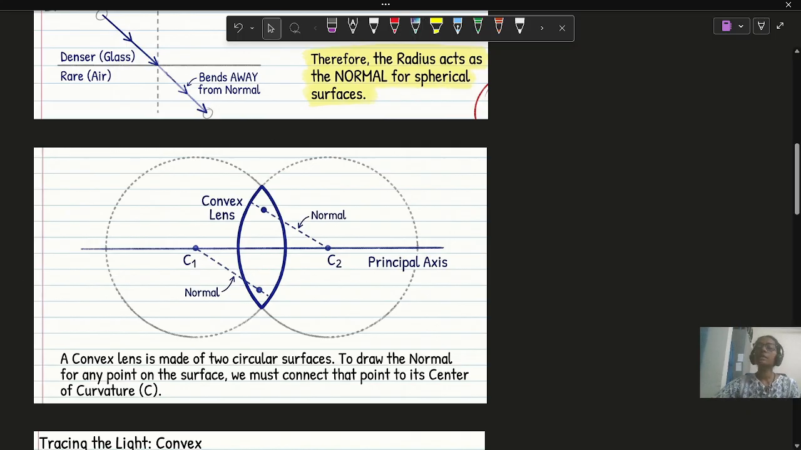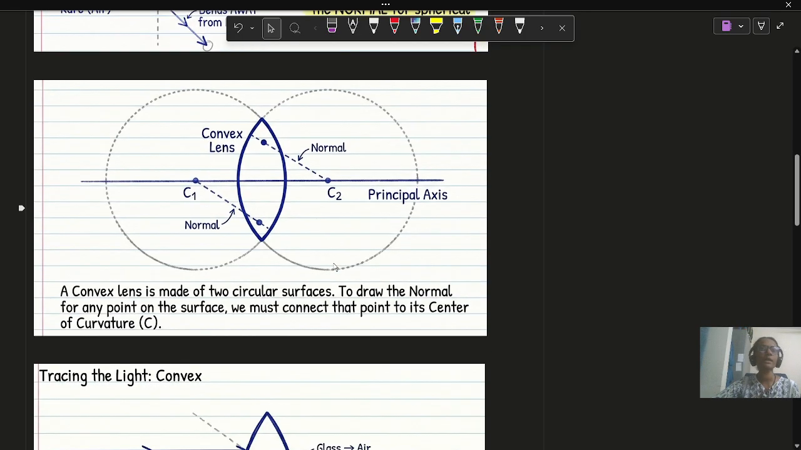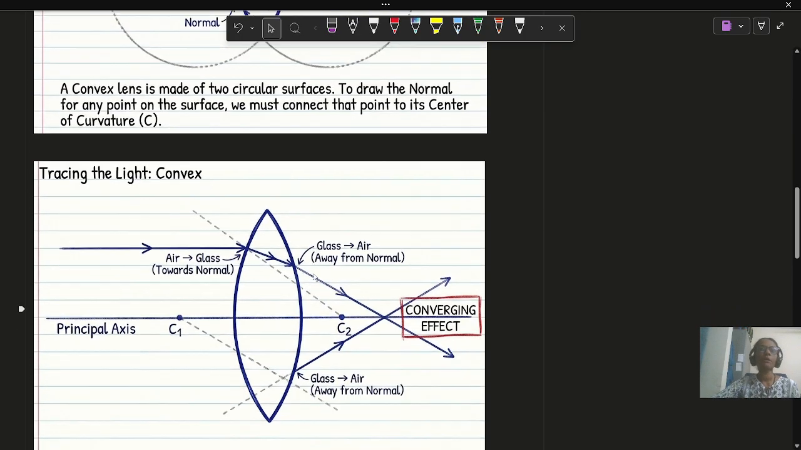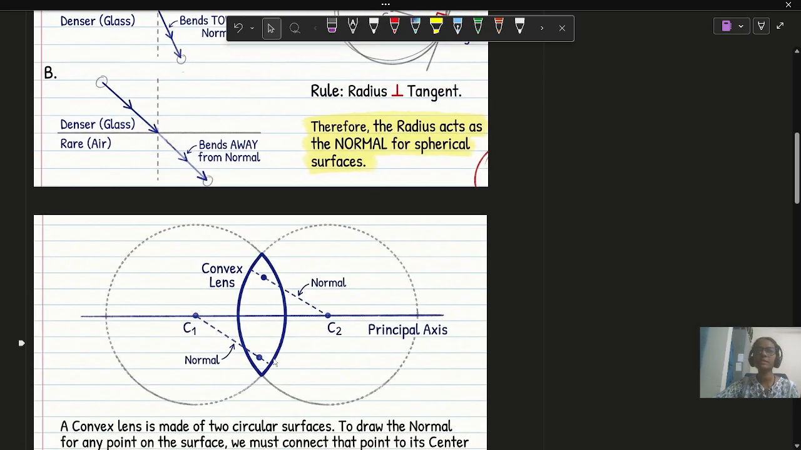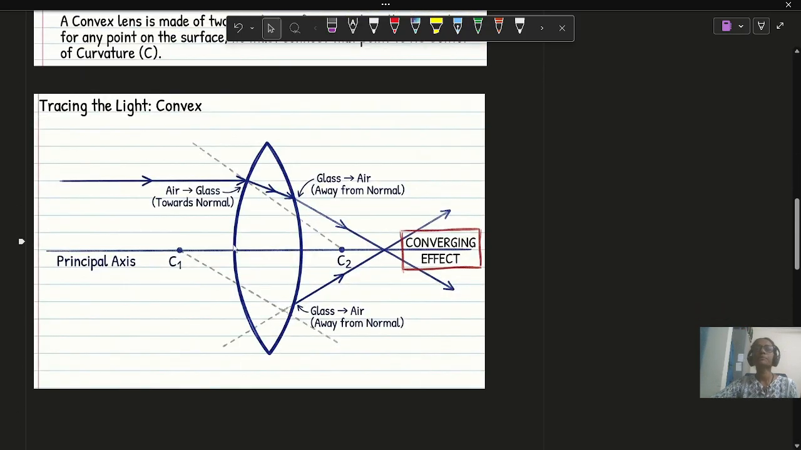This is a small concept which we have to know. Now we are first taking the case of the convex lens. How the convex lens is formed, we have already discussed. Now how do we trace the light and how will we prove that it is converging at a point? Converging means focusing on a single point. We have already learned that a convex lens converges the light rays. Now we will discuss why it actually happens.